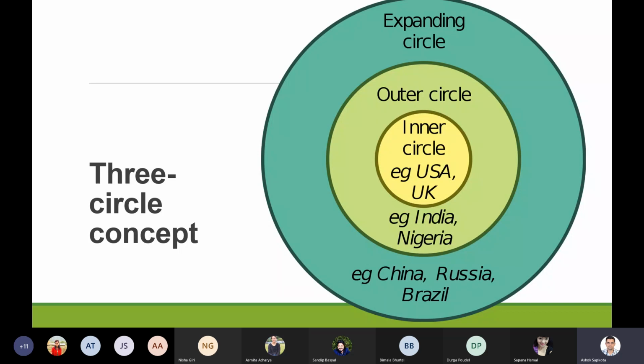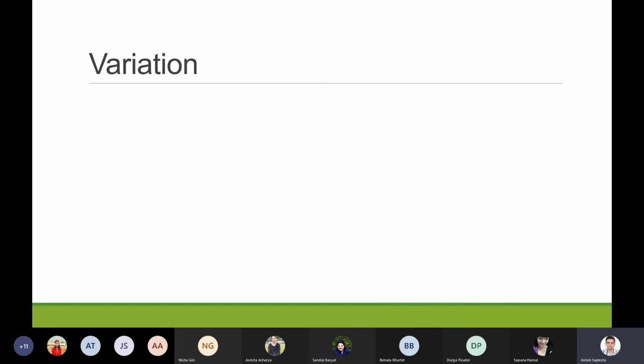So this three circle concept has been laid. You might discuss this concept in more detail in applied linguistics and others, where the idea of this three circle concept was initially laid by Braj Kachru in his book The Other Tongue in 1985. This is a quick reference for you. Let's move to the next.